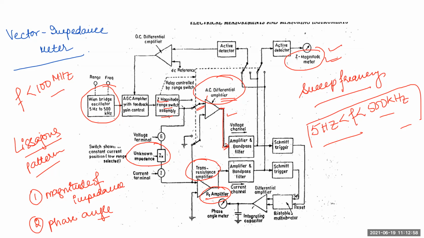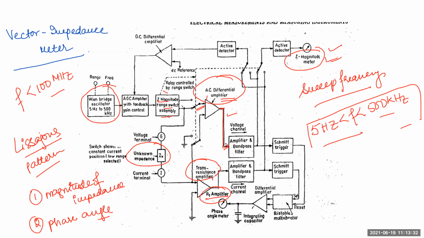Now, all this I told you when the instrument is operating in a constant current mode. When the instrument is operating in a constant voltage mode, what will happen? The two inputs of the differential amplifier are switched. How? Look at the terminals which are connected to the input of the transresistance amplifier. This is the transresistance amplifier.